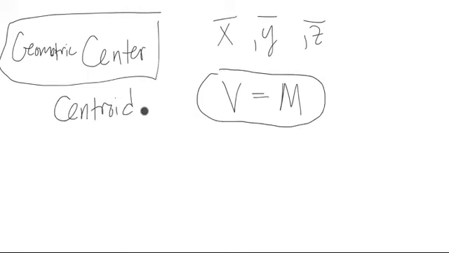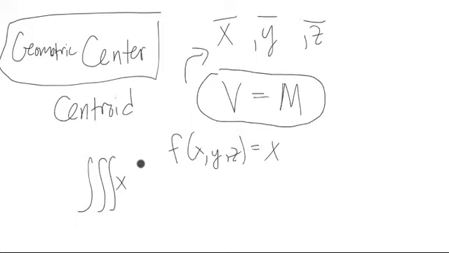So how would that work? Well, basically, we want to find the average value of x. Let's just let our function be x. We want to find the average value of this function. So simply, we just compute this and divide by the volume of the region, and we're done. This right here computes x bar.